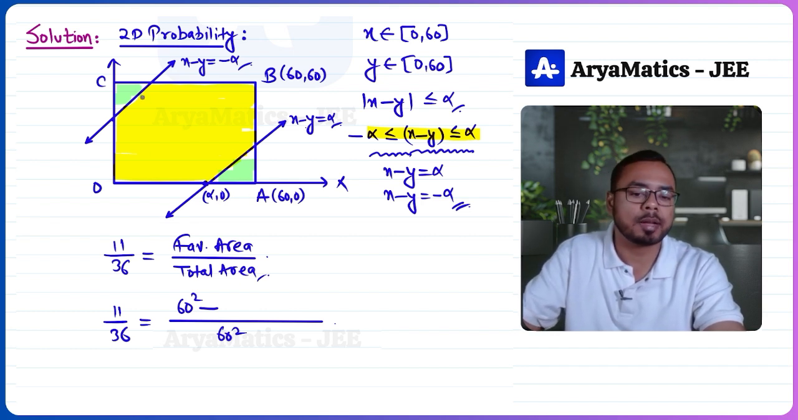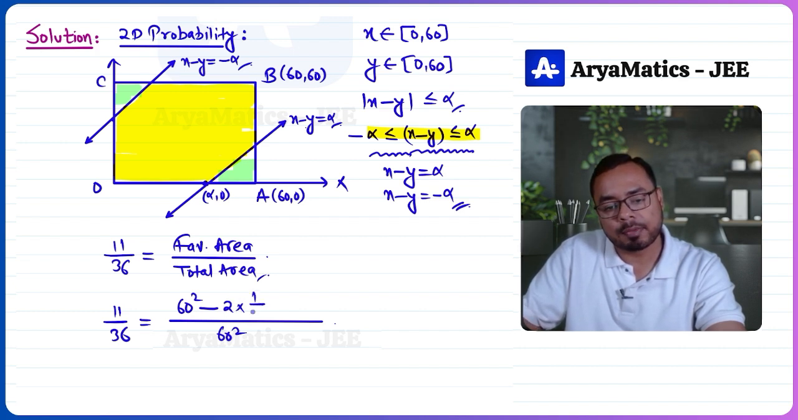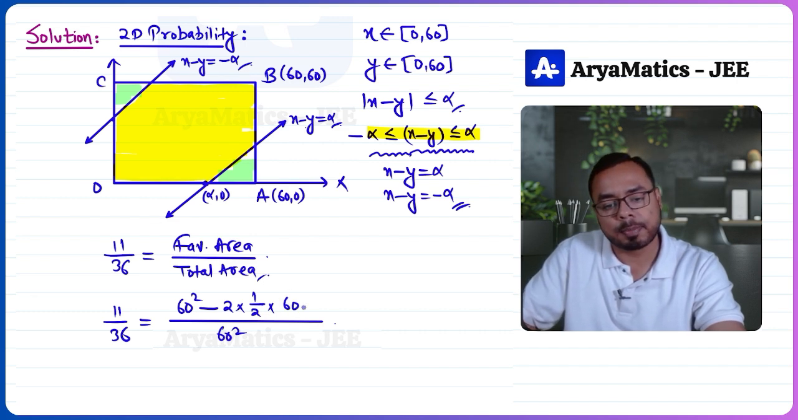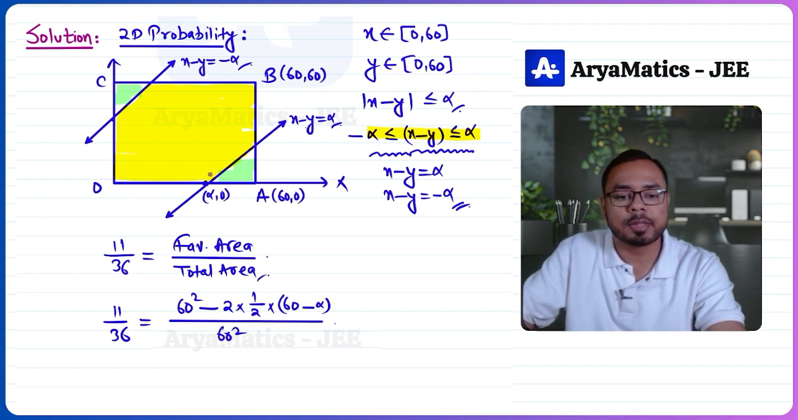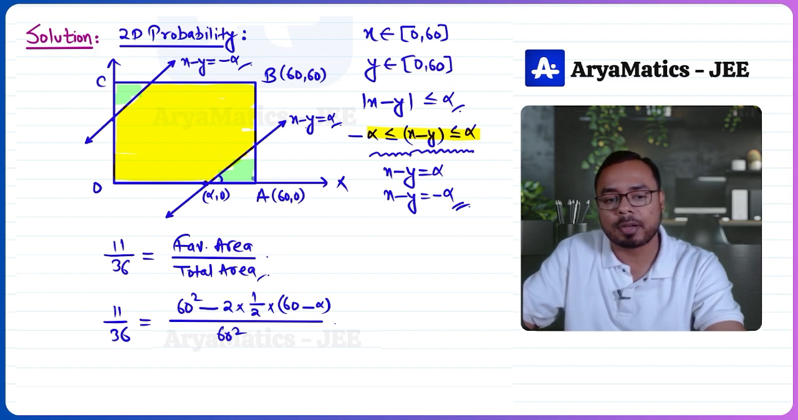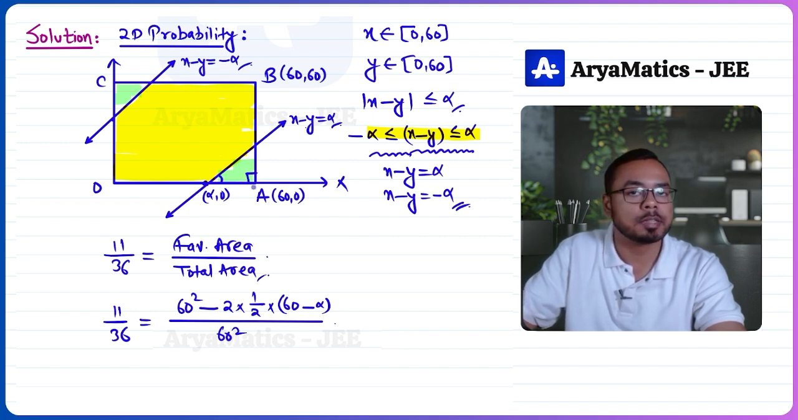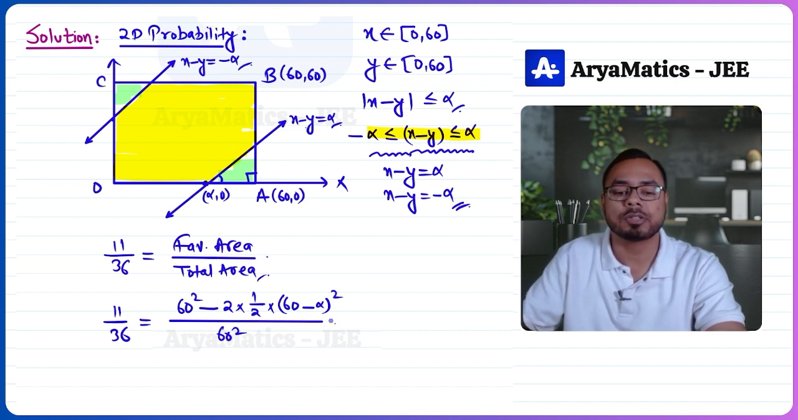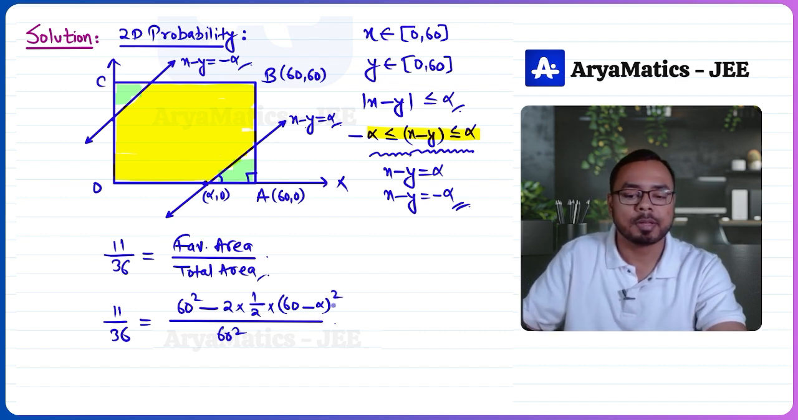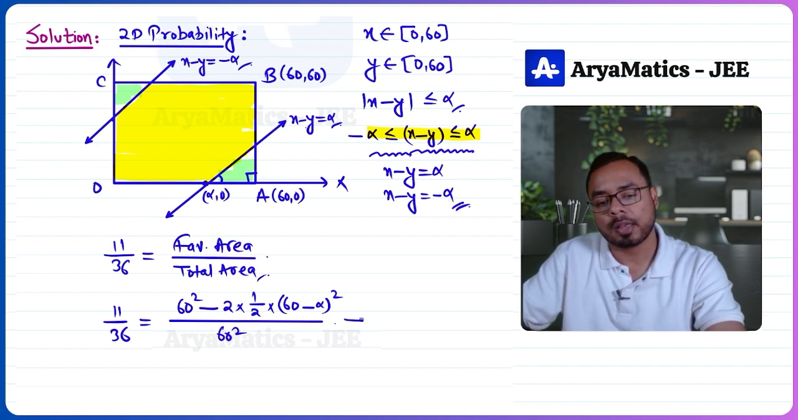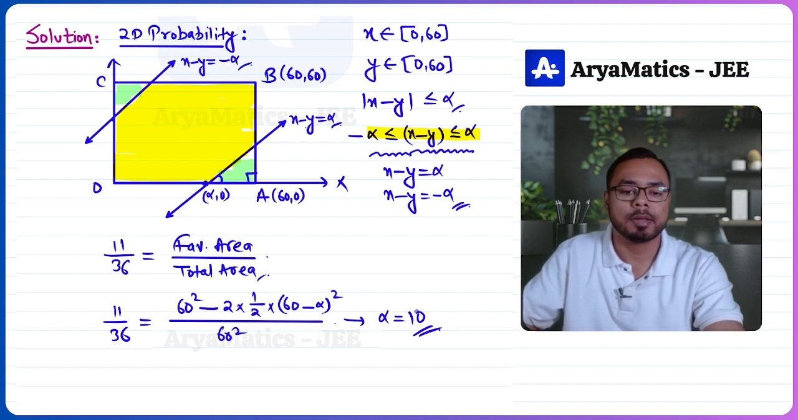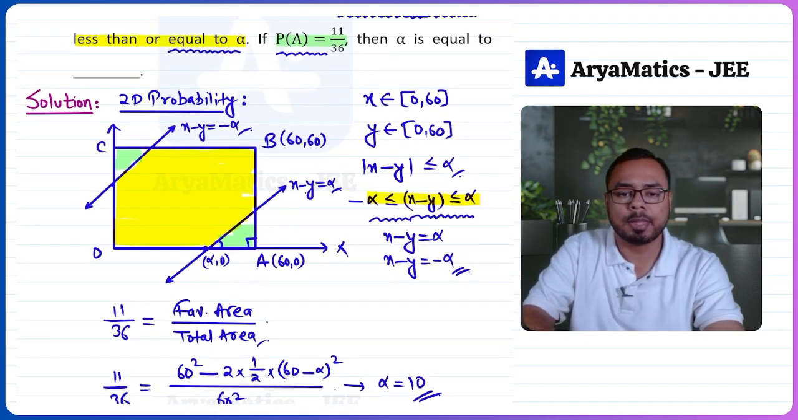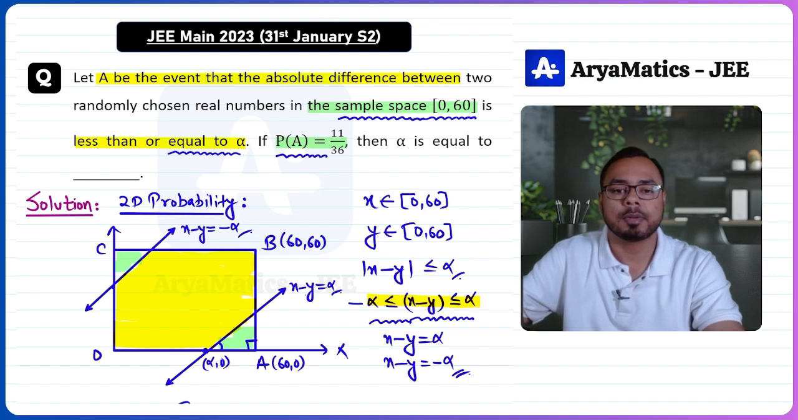And also from symmetry, you can clearly see that these two triangles will have equal area. So 2 into the area of the triangle, half into base into height. Now base will be 60 minus alpha, and because for this line the slope is 1, this angle will be 45, and that means these two sides will be equal. So the other side is also 60 minus alpha. So this is the equation that we are getting, and you can solve this equation on your own. After solving, you will find that alpha is 10. So therefore, that will be the correct answer for this problem, right?